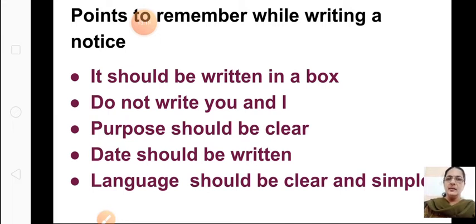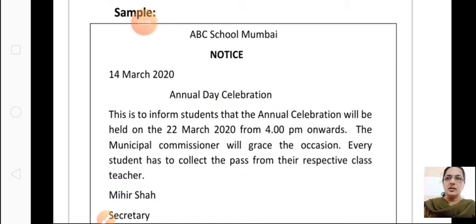Understood notice writing? So we have discussed both again, the informal letter as well as notice writing and the format. We have given a notice as an example. You can see the notice. This is an annual day celebration notice. See the heading: first you will write the school's name, then notice, then date, then annual day celebration, then the content, and after that you will write the name of whoever is sending that notice. That is the full detail of notice writing.